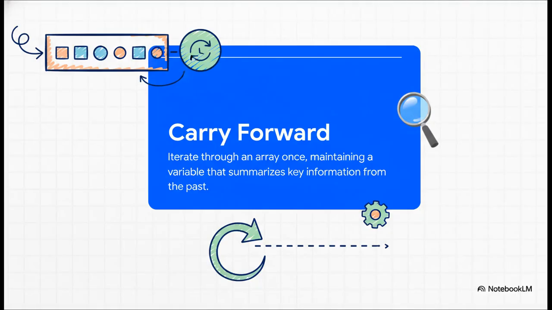The core idea is actually super simple. You just make one single pass through the array, and as you go, you keep one variable updated. That's it. This one variable acts like your short-term memory, holding the summary of everything you've seen so far. And that one little variable completely gets rid of the need for that second nested loop.